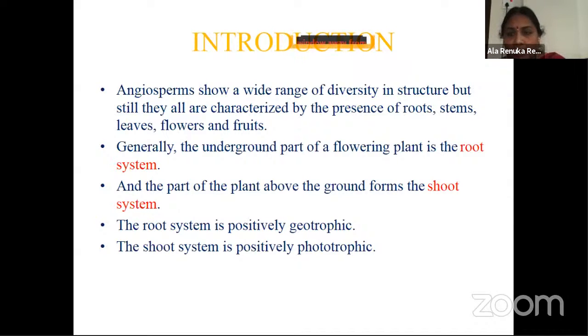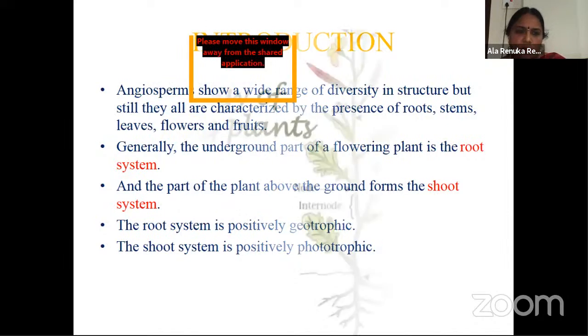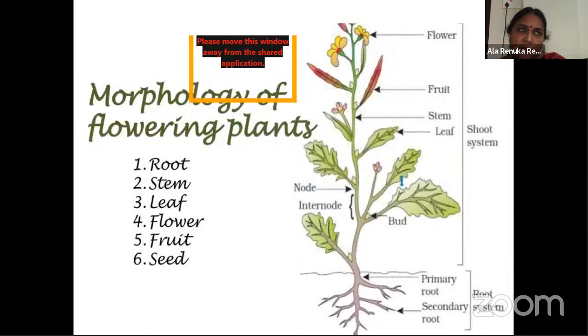This can also be called negatively phototropic, that is, away from sunlight. And the shoot system is positively phototropic, that is, towards the light and away from the soil. The root system grows towards the soil and the shoot system grows away from the soil.